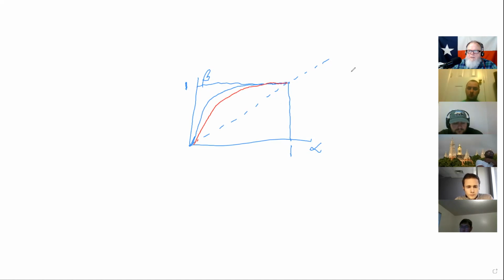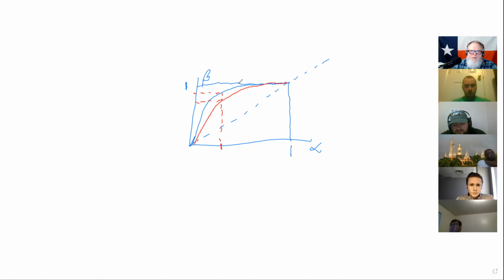Whose detector is better? The blue or the red? It's the blue one, the one that has the greater area. Yeah, the blue one is, because for a given false alarm, you're going to have a better detection probability with the blue than you do with the red. So definitely the blue is better.